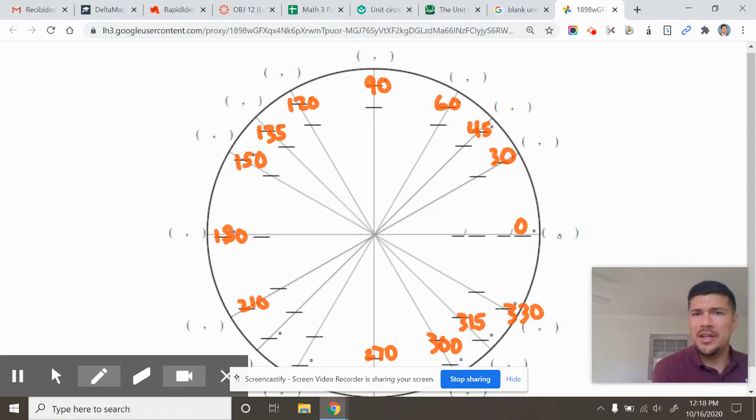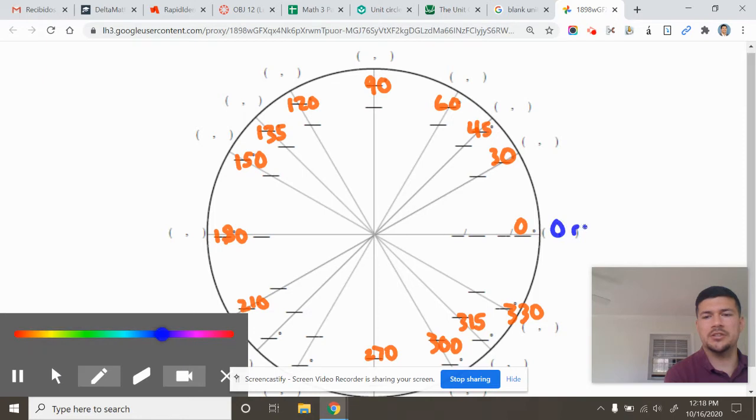Okay, so a radian is simply a different unit of measurement. For example, think of inches and centimeters, different units. All right, but they're both used to measure. So we can also measure our angles in radians. All right, 0 degrees is the same as 0 radians. All right, so let's establish that.